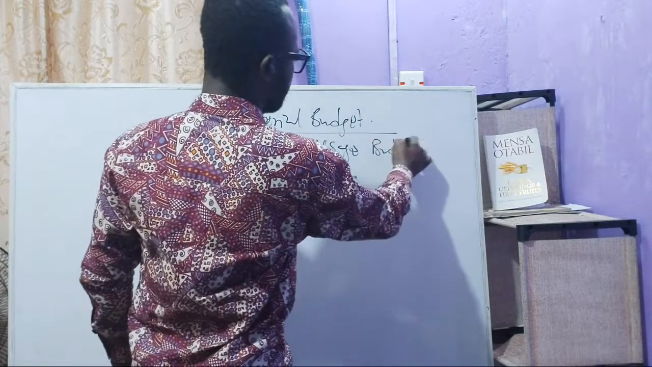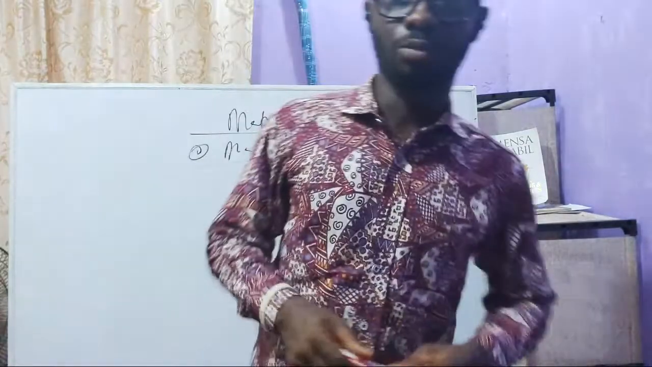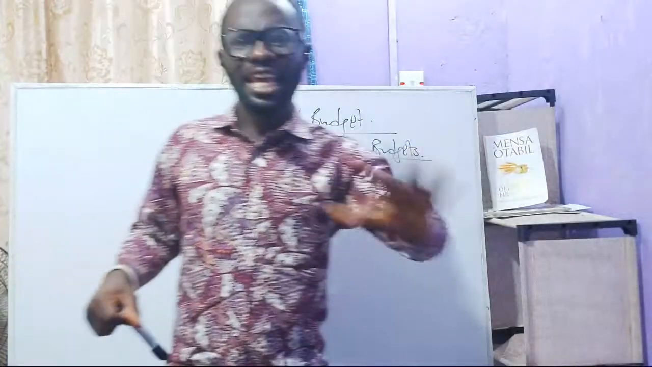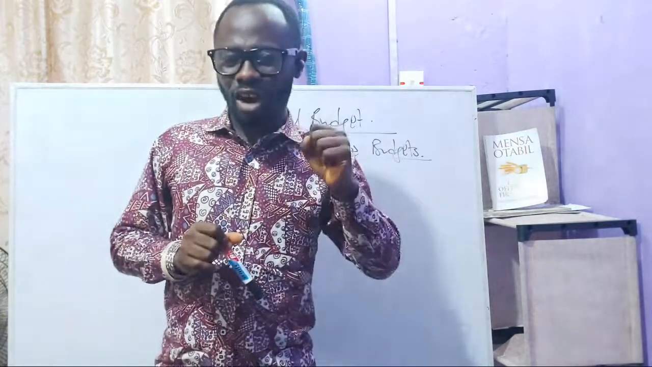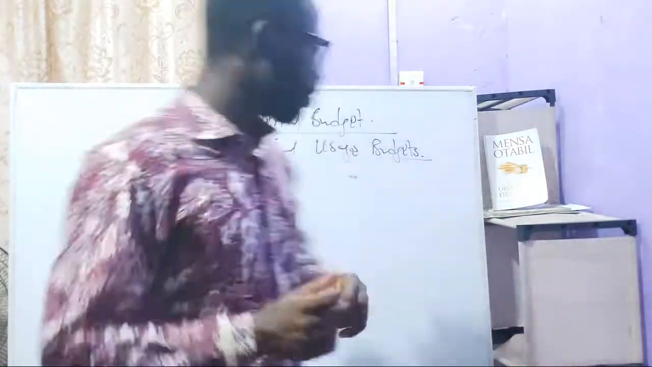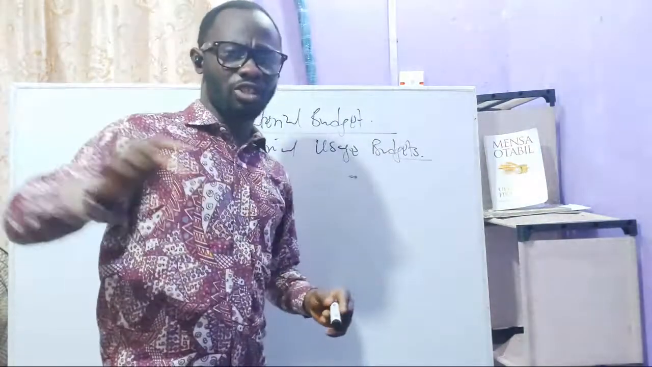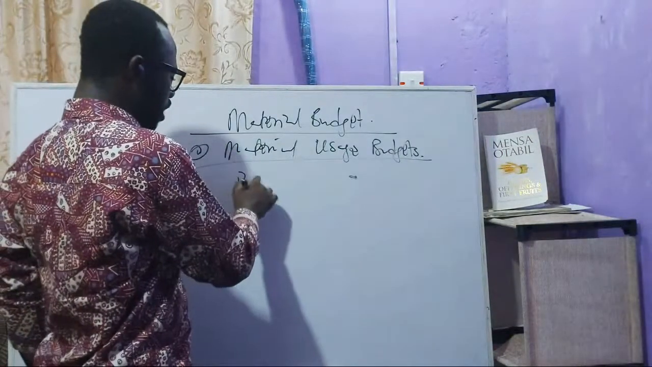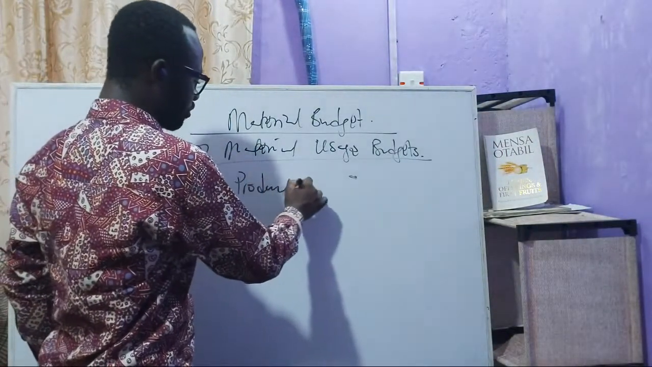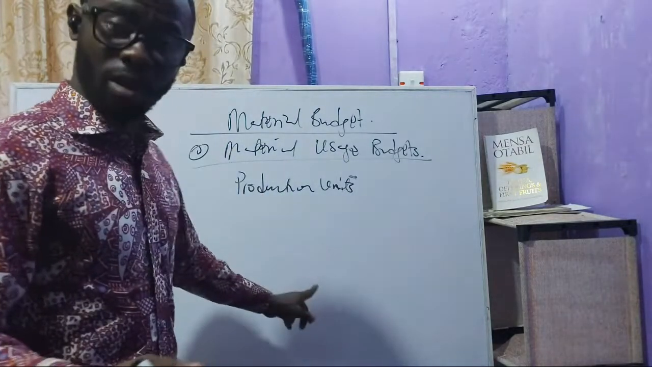So for the unit of outputs that we want to produce, how many kilograms of materials do we need? If we are preparing the material usage budget for the units to produce in order to meet the sales demand, what do we do? The first thing is to bring our production units, that is the units to produce in order to meet the sales demand from the production budget.